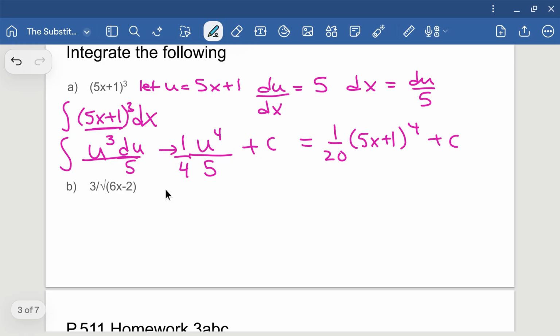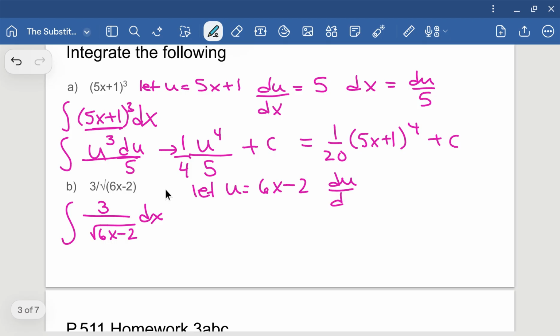This next one, same idea, taking that antiderivative of 3 over the root of 6x minus 2, and this will all be dx. We can say let u equal 6x minus 2, then take that derivative of u, and that will just equal 6. Get dx alone by swapping this part, and we'd have dx equals du divided by 6.